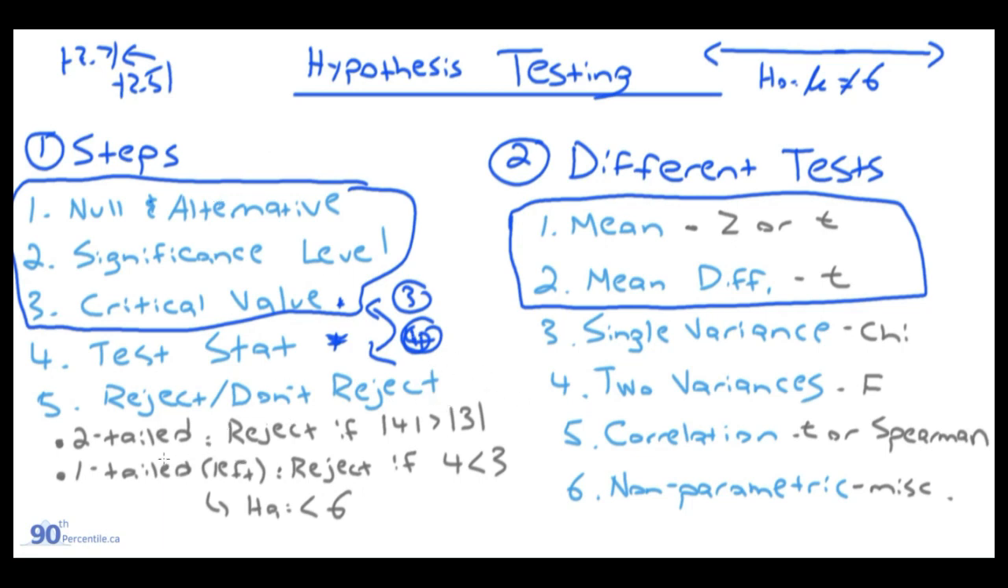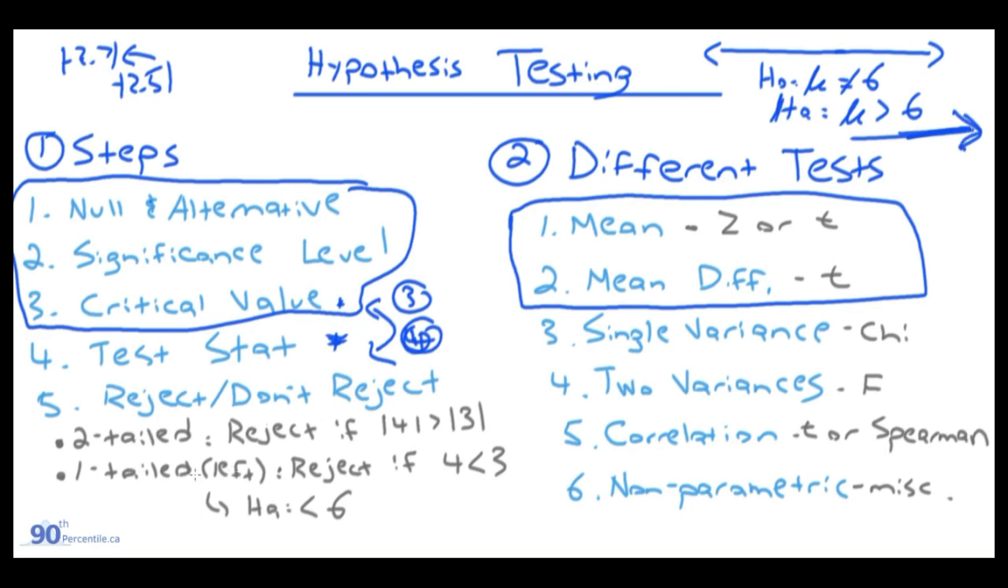It's a little bit different for a one-tailed test because here the alternative hypothesis could be that the mean is greater than 6. So here we're only worried about the right side, about the mean being largely greater than 6. We don't care if it's less than. So we're only concerned about the right side.